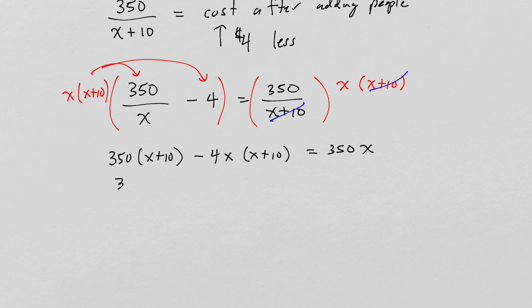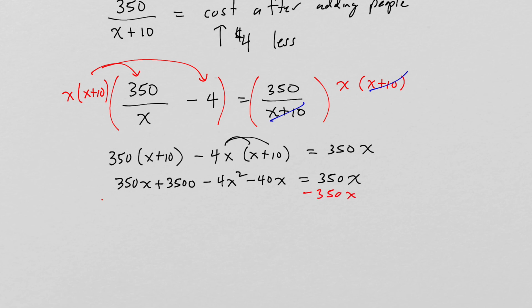Now let's go ahead and do the math. 350x plus 3,500 minus 4x squared minus 40x equals 350x. Now, if I subtract 350x from both sides, we get this really nice cancellation here. And that's going to leave us with these terms. And I'm just going to put those terms in order.